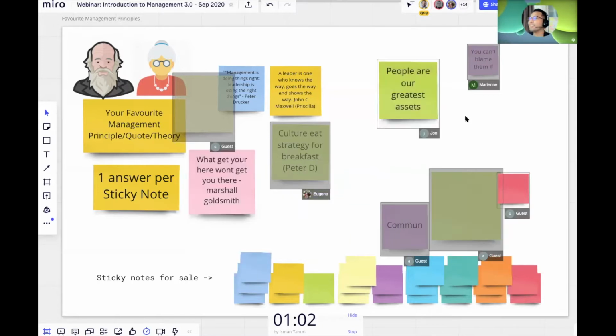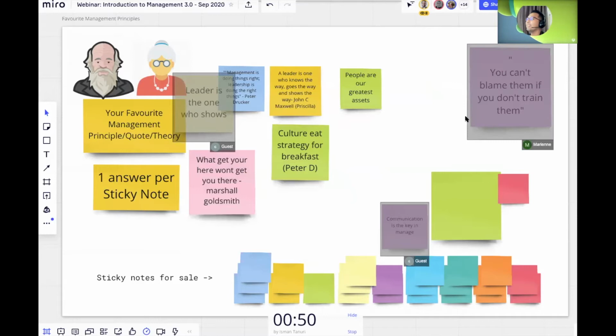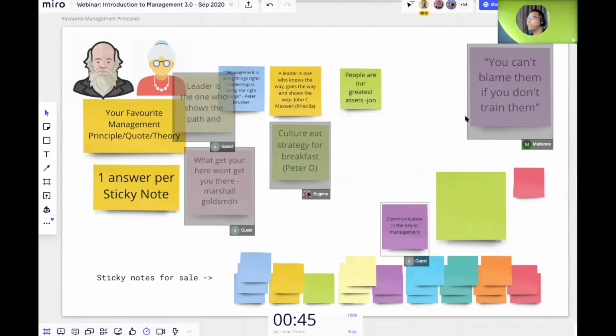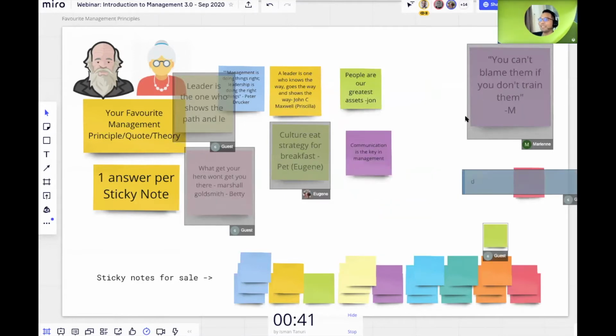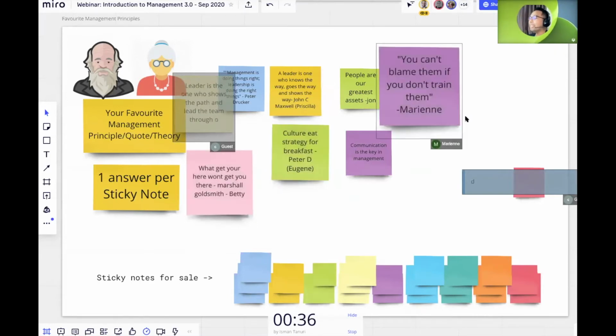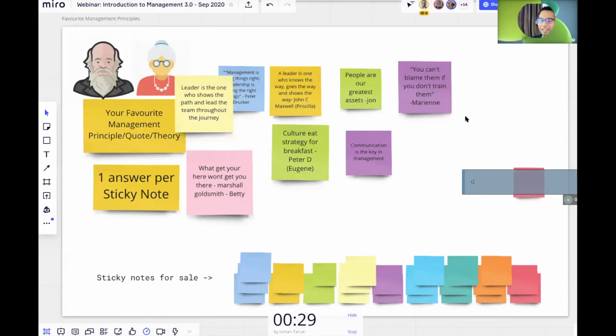Priscilla said, a leader is one who knows the way, goes the way, and shows the way. Thank you so much, Priscilla. If you want to put your name into the sticky note, that would be much appreciated as well. People are definitely our greatest asset. I saw that. Thank you, John. Culture eats strategy for breakfast. Absolutely. Communication is key in management. Marianne says, you can't blame them if you don't train them. Absolutely. As a trainer, I totally agree, Marianne.